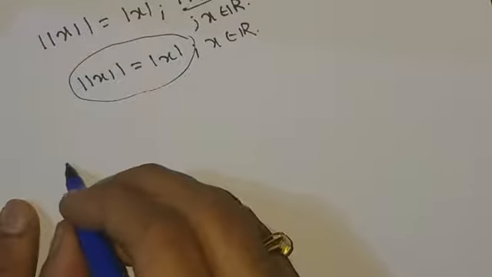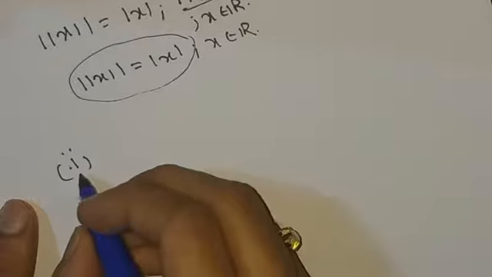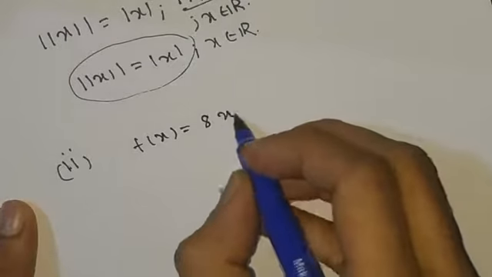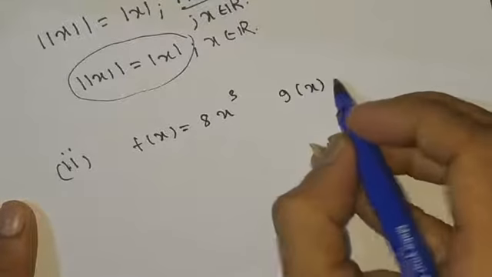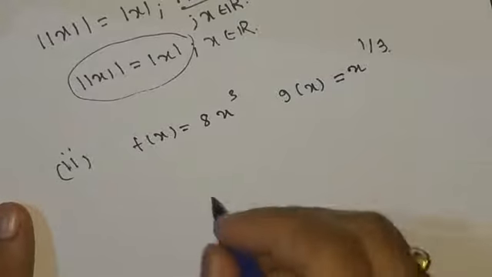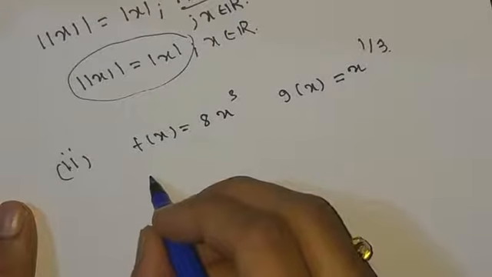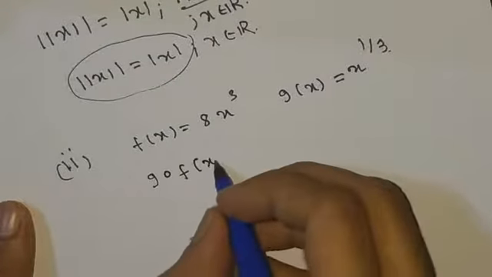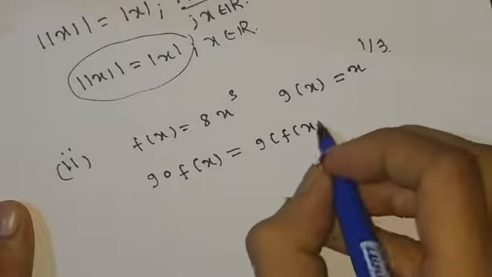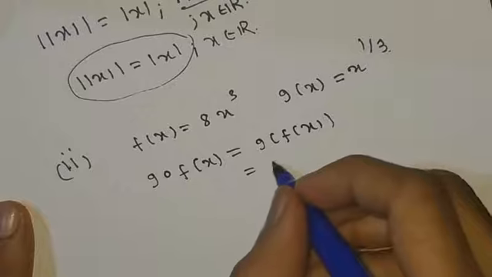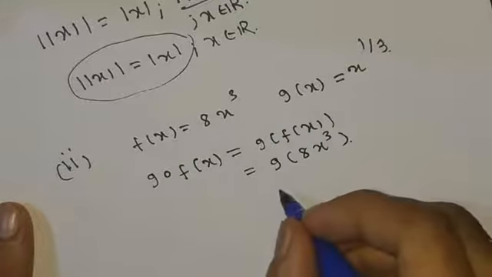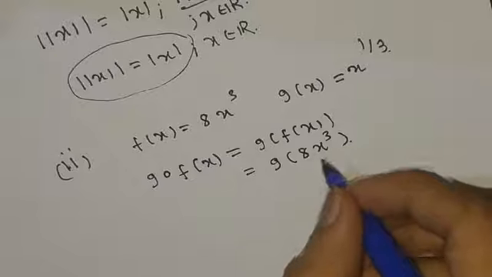Now let us go to the second part. So you have f(x) equal to 8x cube and g(x) equal to x raised to 1 by 3. Okay, we have to first find g composition f. So g composition f of x, that will be equal to what? g of f of x, which is nothing but g of 8x cube here.